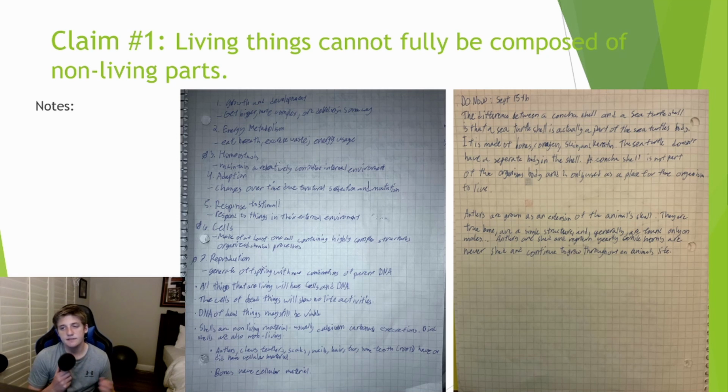Claim number 1 states that living things cannot fully be composed of non-living parts. This statement is true based on the evidence that I've given you. Both notes state basically how cells make up every single living organism in the body of each living thing, and that non-living parts cannot perform functions without cells. Basically meaning that non-living parts might be in some living things, but cannot fully take over a living thing's body because non-living things can't do any function.